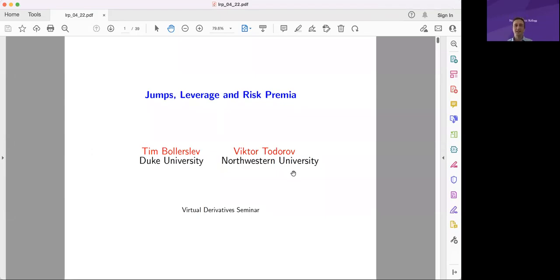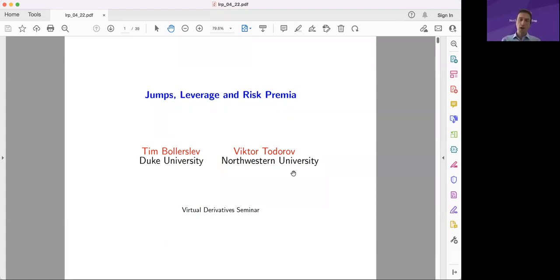Yes, as Dmitry pointed out, I'll be talking about jumps again. And this will very much be based on option data, this work here. This is joint work with Tim Bollerslev from Duke, who I believe should be in the audience too.